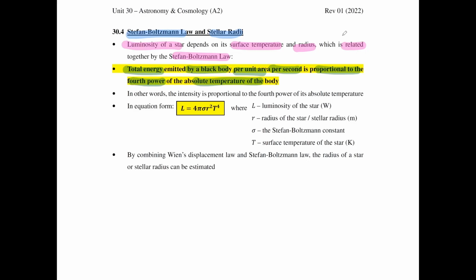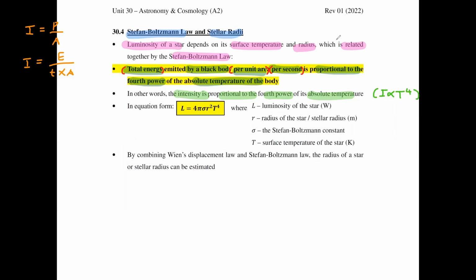If you look at the definition closer, total energy per unit area per second sounds kind of familiar, isn't it? It's actually relating to your intensity. It is power over area, but if you were to expand it out, it's actually energy over time over area. So you can actually think of Stefan-Boltzmann law as saying that intensity is proportional to the fourth power of its absolute temperature, meaning to say right now, intensity is proportional to T raised to the power of 4.